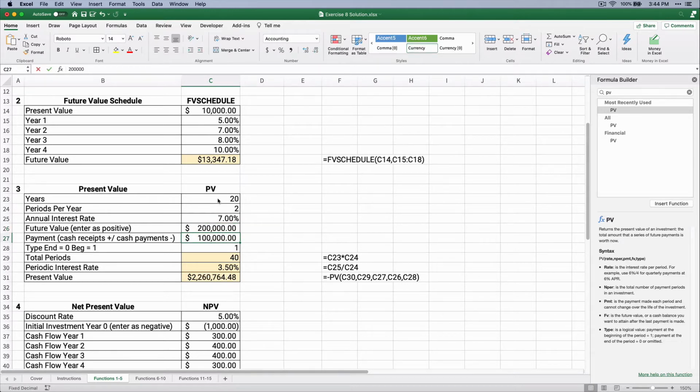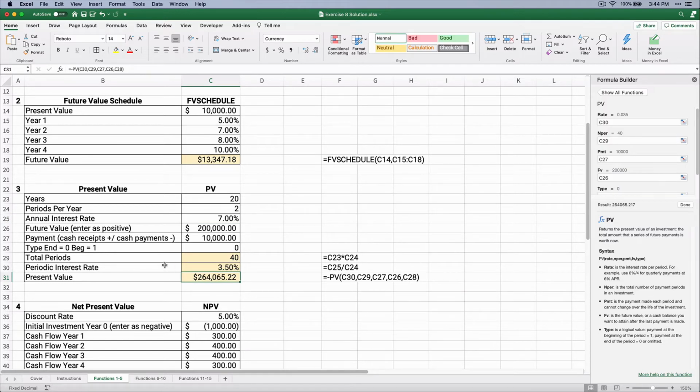And along the way, we receive, let's say, $10,000. We receive $10,000 every 6 months. This is semi-annual, so the payments happen at the end of the period. So if you need a 7% return, then all that is worth $264,000 today. So you can calculate present value, you can change the years and the periods per year and so on.